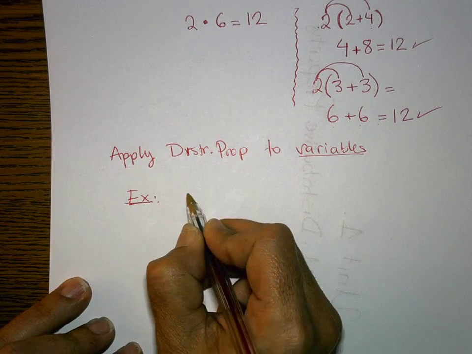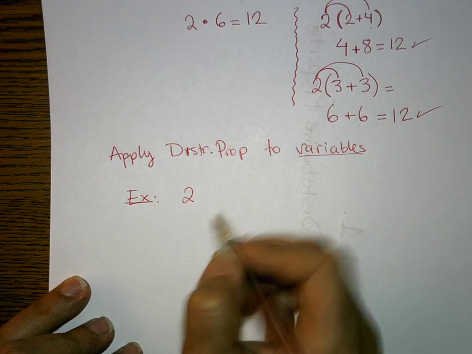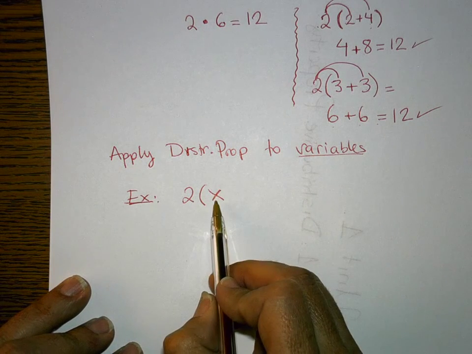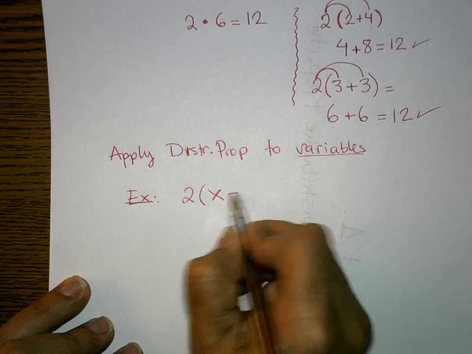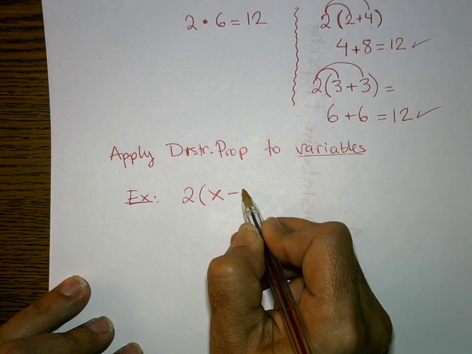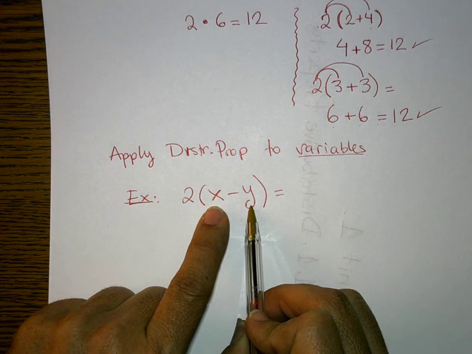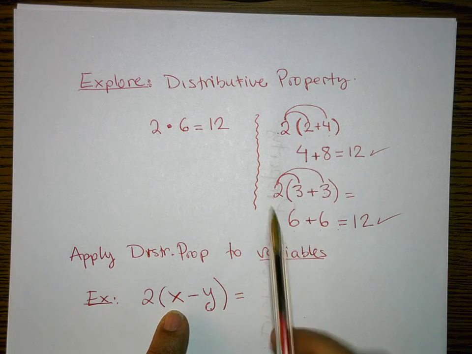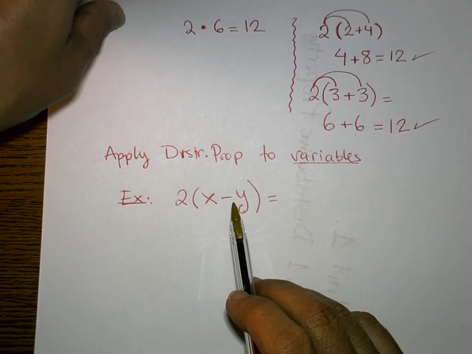Here's an example. I'm going to stay with the number 2 and we'll change to something else in a little bit. 2 times, let's pick the letter X. It represents some unknown number. We don't need to know what it is. And let's do minus, and pick another variable, Y. So these two numbers, we have no idea what they are. They could be 3 and 3, they could be 2 and 4, they could be 10 and 6. We really don't need to know.